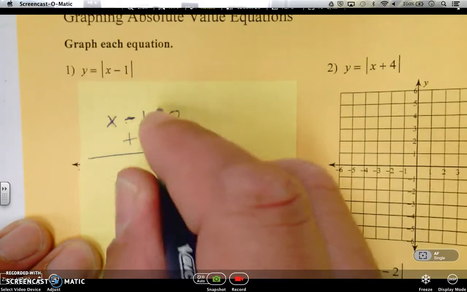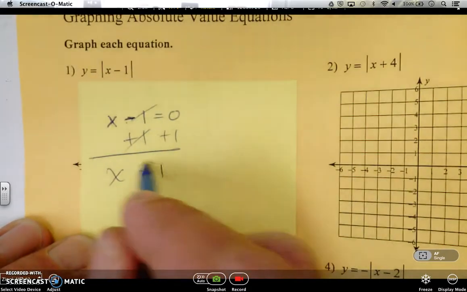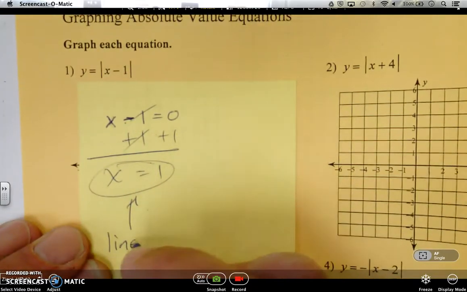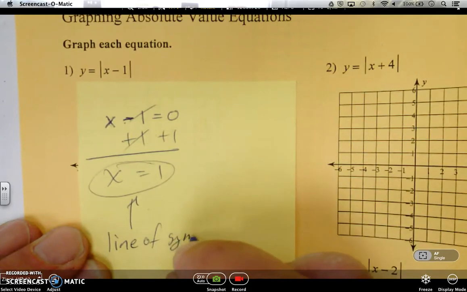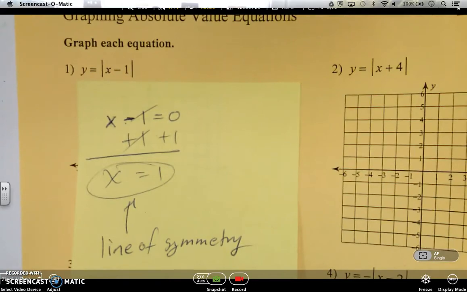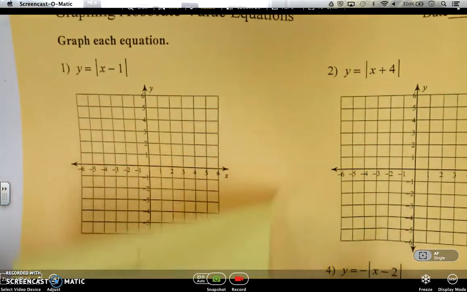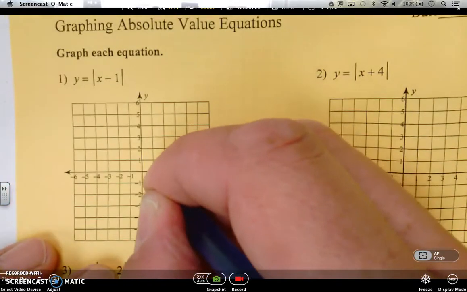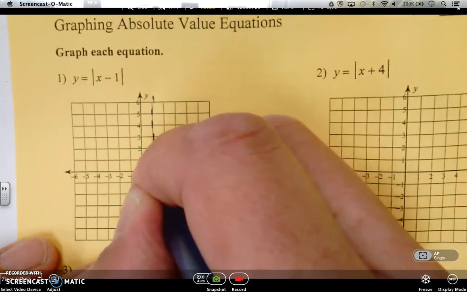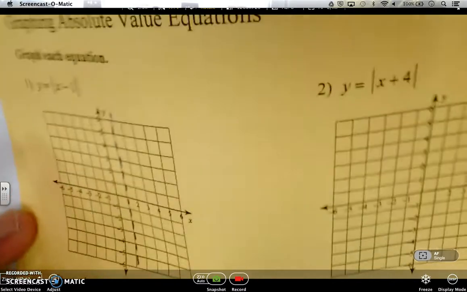You're going to add 1 to both sides. That cancels out, and you get x equals 1. This is important because this tells us where it's shifted to, which will also be the line of symmetry. Okay, so x equals 1 is our line of symmetry. Keep that in mind. Let's move this up. Now we can go back to the graph. And x equals 1 is right here, and it's all the way up and down that line. So there's your line of symmetry.